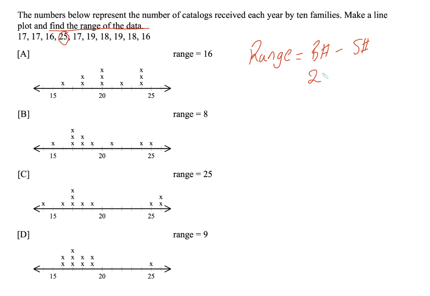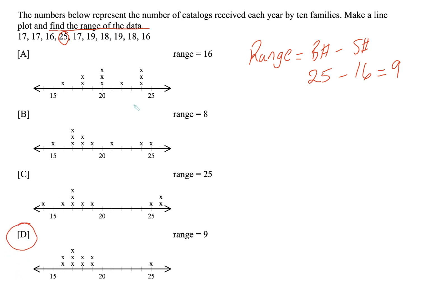So notice they're not in order. Largest number is 25 and my smallest number is 16. And if I take 25 minus 16, I'm going to get a value of 9. So my range is 9. This is the only one that has a 9, so my answer has to be D.